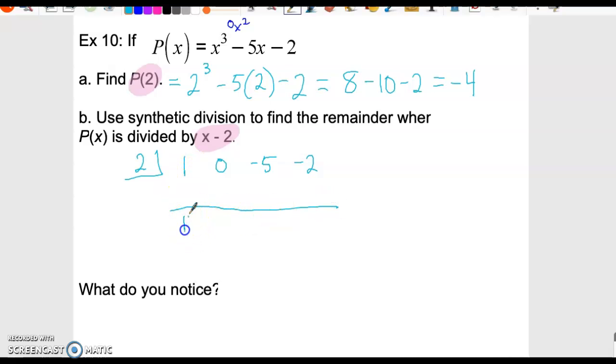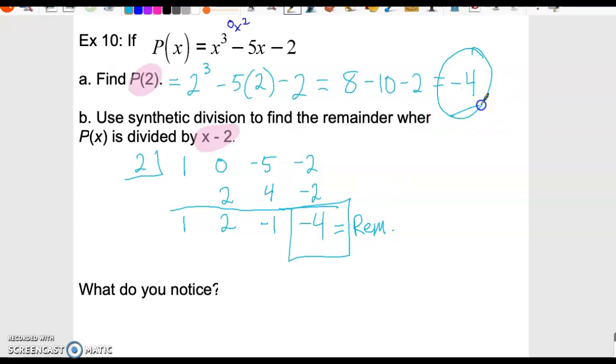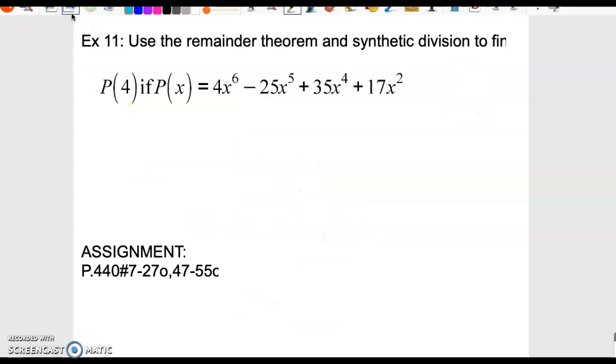So bring the 1 straight down, multiply by what's in the box, adding and multiply, adding and multiply, and adding. The remainder, -4, is equal to the value of p of 2. That's called the remainder theorem, that they are equal. It's called the remainder theorem because we're looking at the remainder. Which will make doing problems very, very easy.